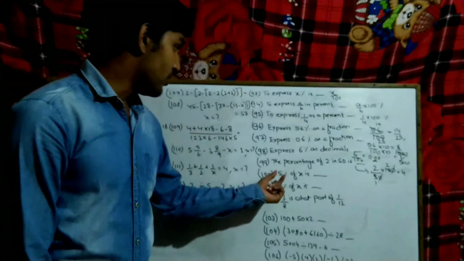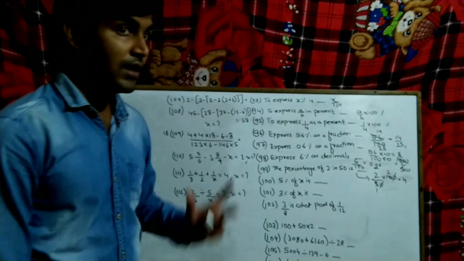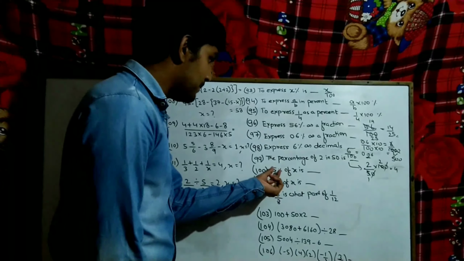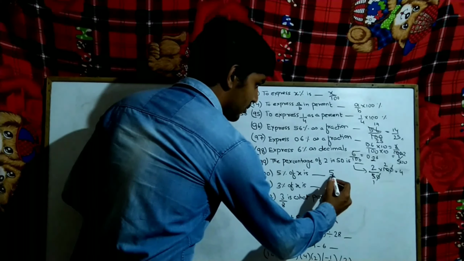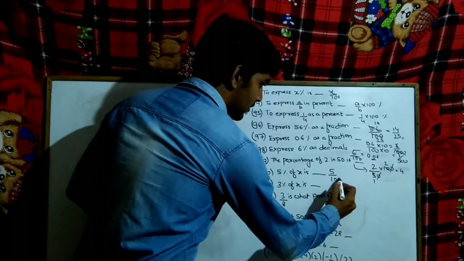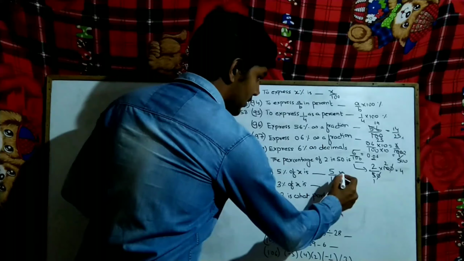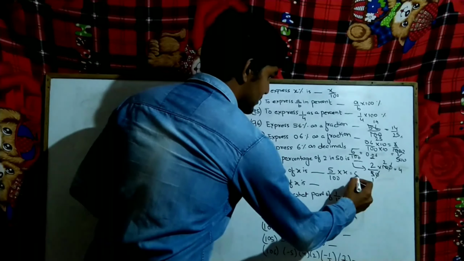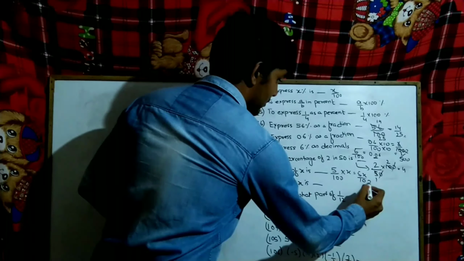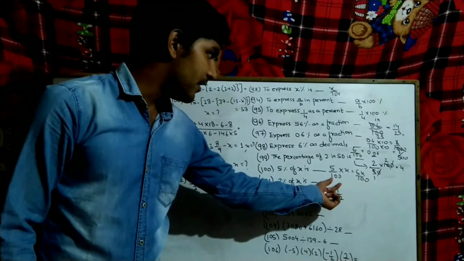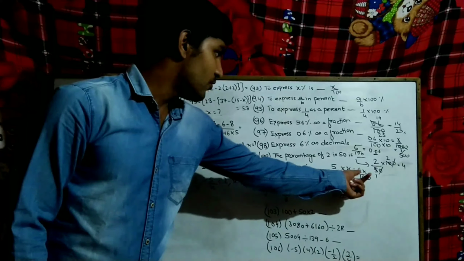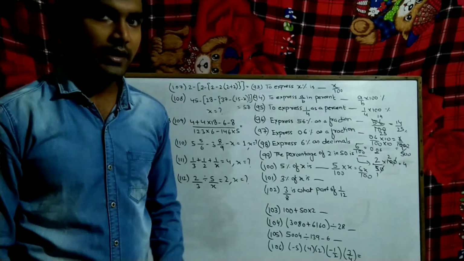Clear? Now, what is 5% of x? How to write a percentage? I already told you: 5 by 100 into x. So 5x by 100. I hope you are clear. See, 5% I am writing as 5 by 100 into x, so 5x by 100. Clear?